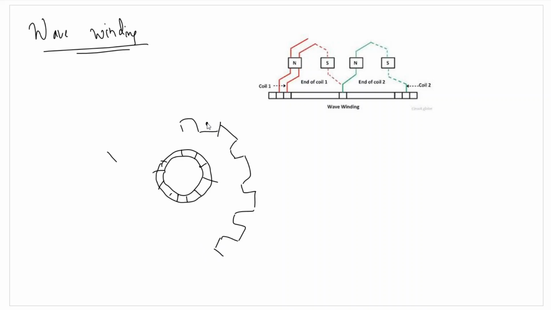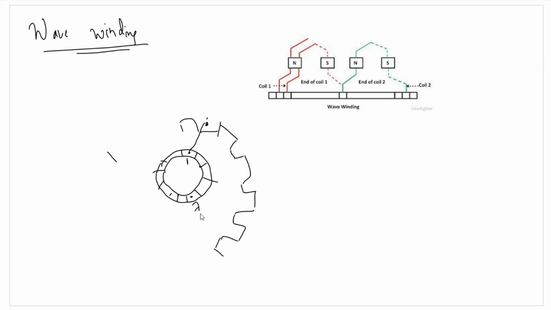We have one conductor. We have a coil. That's coil number one here. Its starting end is connected to commutator segment one. Its other end will be connected to commutator segment, say for example 7 or 8, something like that. This actually depends upon the commutator pitch of this wave winding.